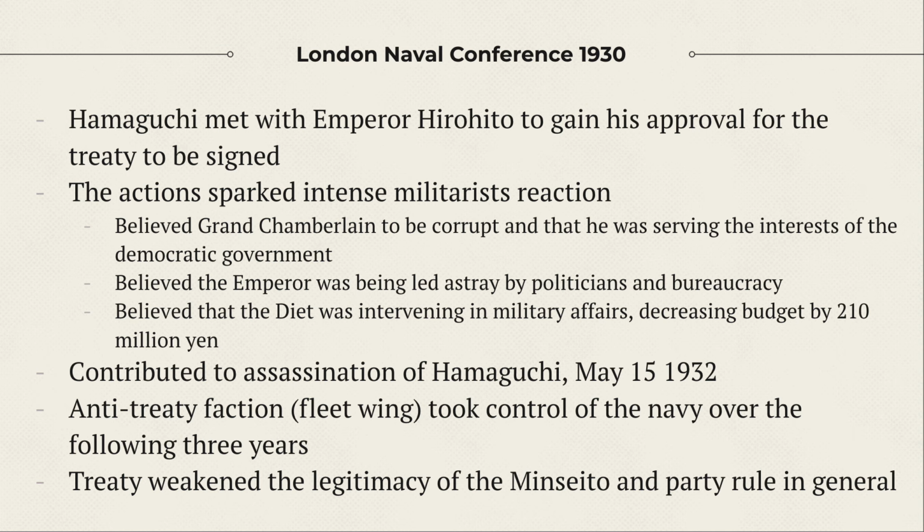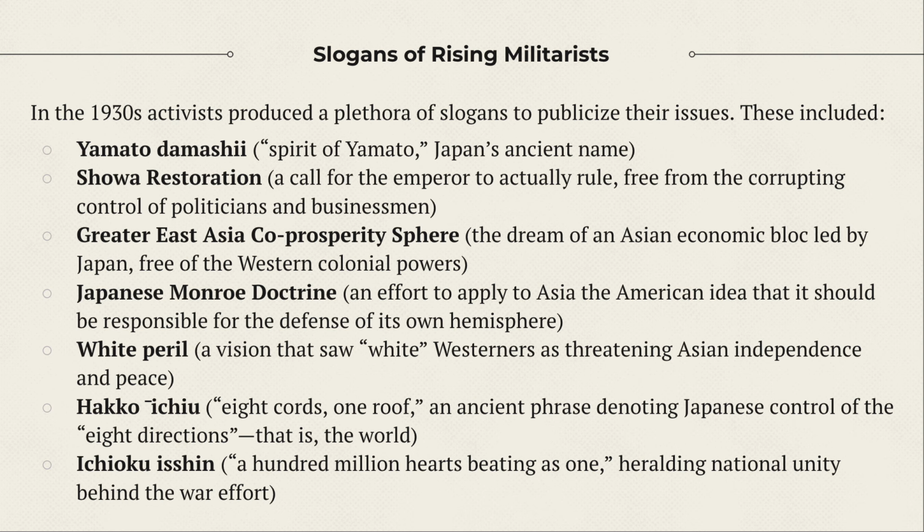The anti-treaty faction, or Fleet Wing, is going to take control of the Navy over the following years, and the treaty weakened the legitimacy of the Minseito and party rule in general. And so that's what we're going to see in 1932 with the collapse of the party cabinets. So important to note there, guys, is the anti-treaty faction, called Fleet Wing. And we're going to be talking about that in a later tutorial about the different factions that develop within the Navy and the Army. These are the types of slogans that the militarists tend to use during this period.